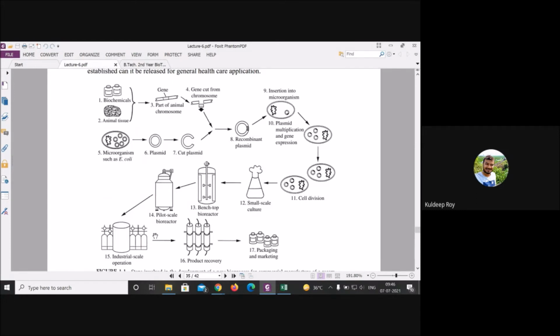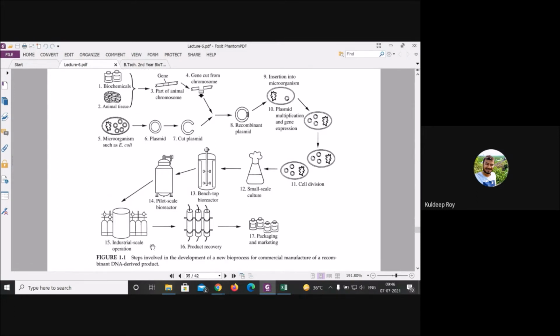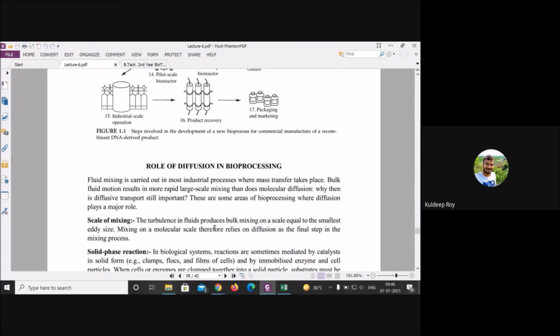After that, once you get the product, you will study the recovery, or you can purify your product. At the end, you will pack it. Okay.